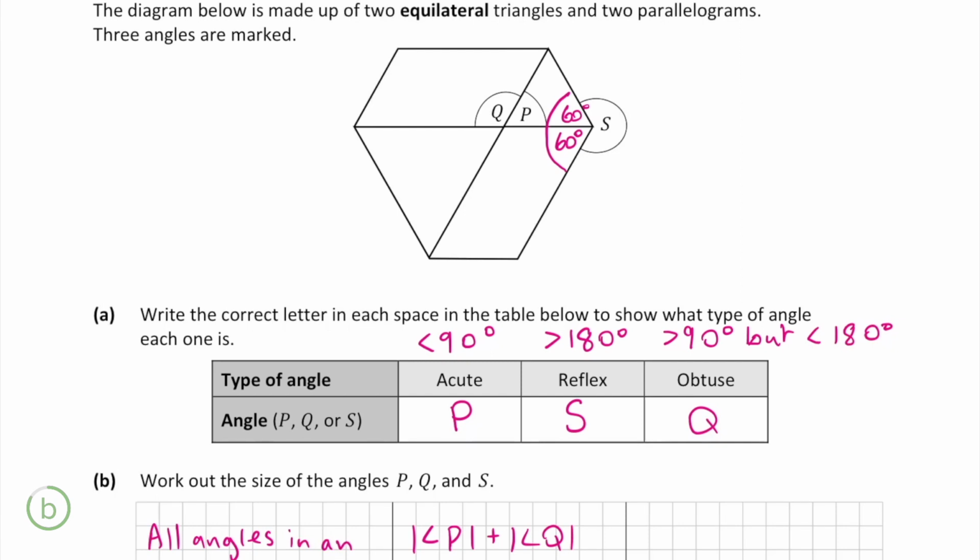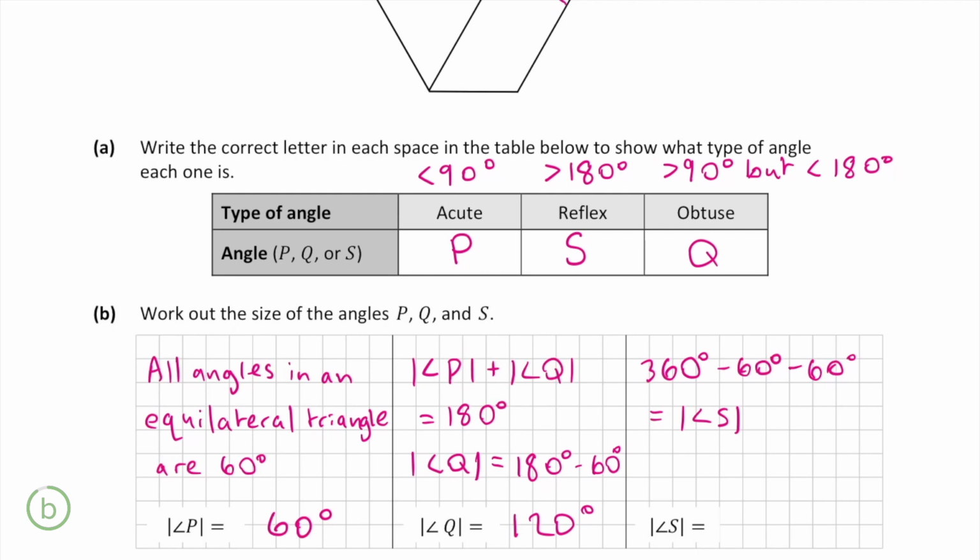And these two angles, together with S, form a full circle which is 360 degrees. So to find S, we can take both of these 60 degree angles away from 360 degrees, and this gives us an answer of 240 degrees. And that's the end of part B.